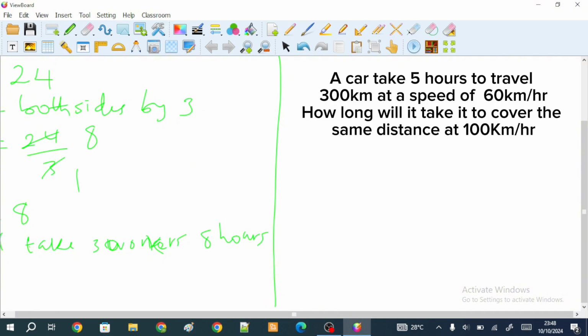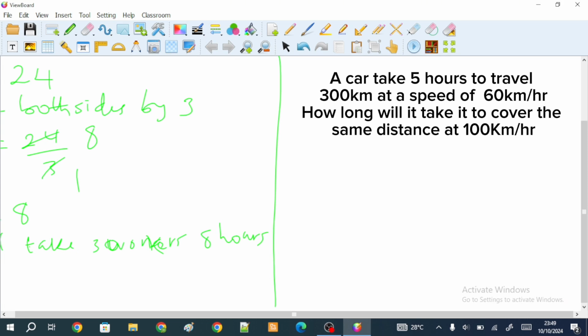A car takes 5 hours to travel 300 kilometers at a speed of 60 kilometers per hour. How long will it take it to cover the same distance at 100 kilometers per hour?